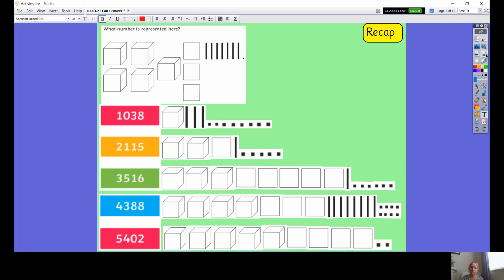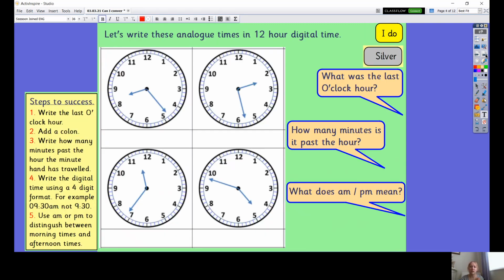Right, let's move on to the main lesson today. We're trying to write our analogue times in 12-hour digital time. This page looks like it's got lots of work on it, but it hasn't. It's just because our steps to success are quite detailed here. It's literally some instructions for how to do what we need to do.